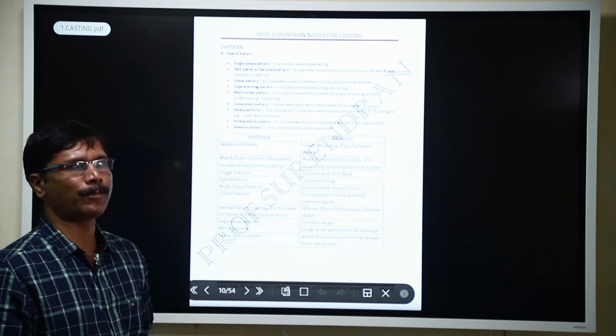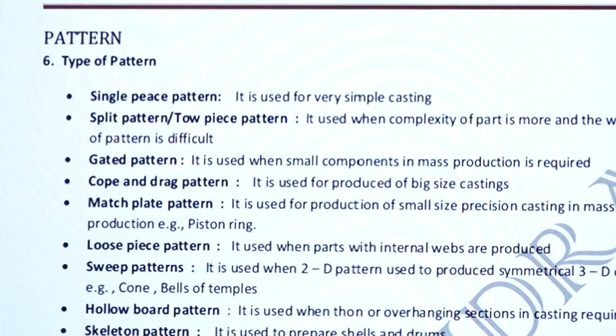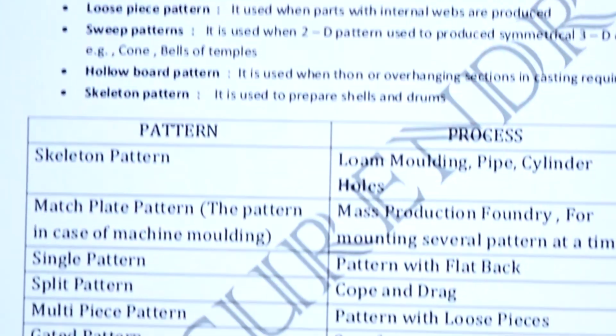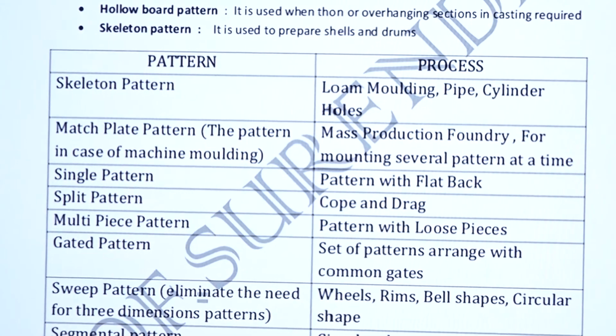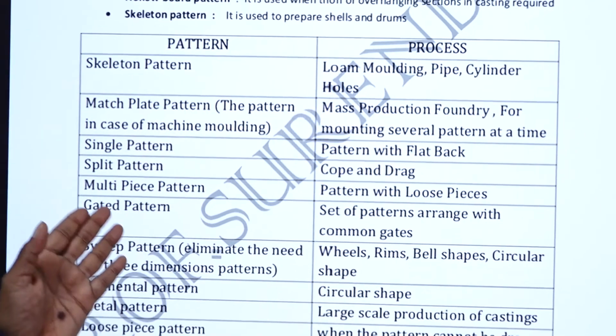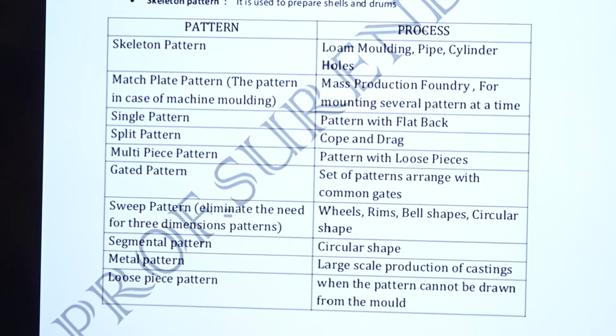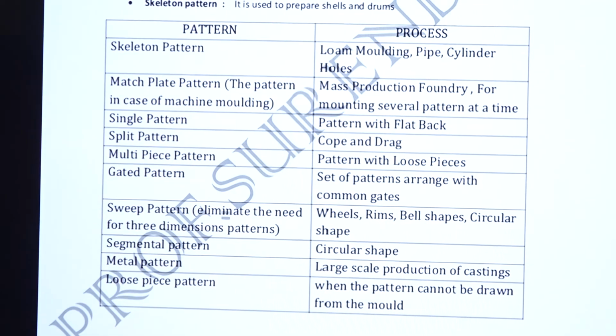So we are having types of pattern. Skeleton pattern is used in slow molding. Match plate pattern is used in mass production. Single pattern is the pattern with the flat back. Split pattern, we are having two pieces, cope and drag. Multi-piece pattern is the pattern with loose pieces. Pattern with loose pieces is called a multi-piece pattern.